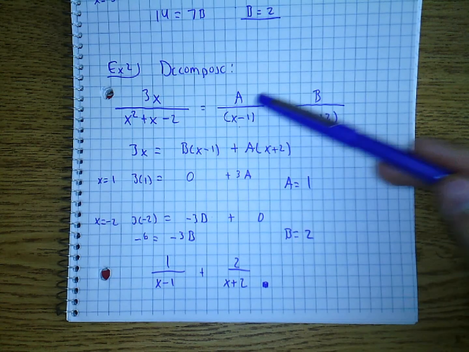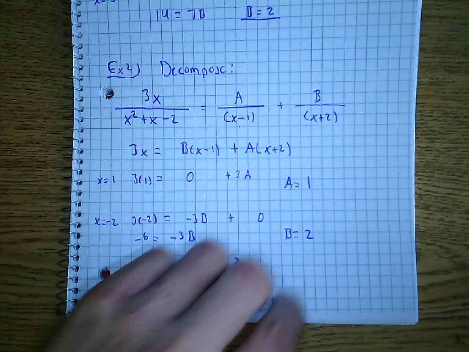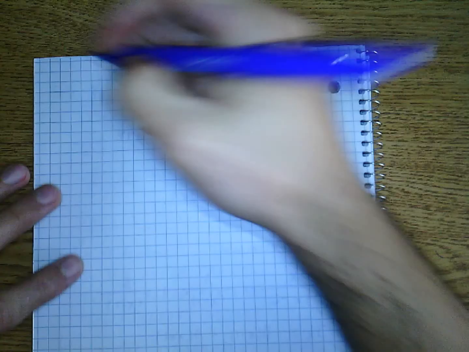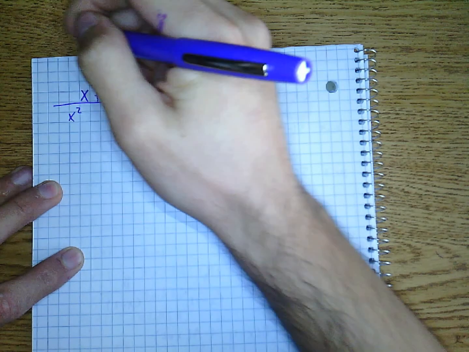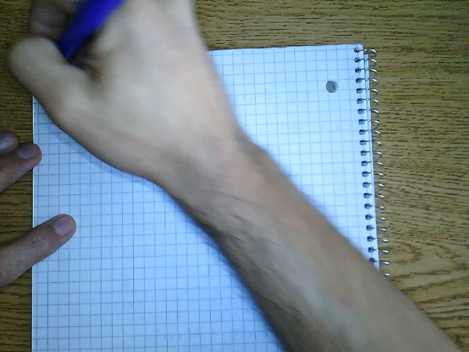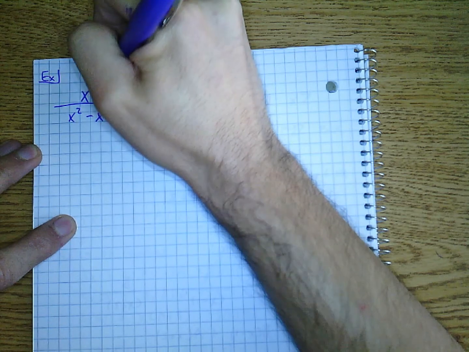Thank you. All right. Now, the next example, I want you to try. So I'm going to go ahead and pause. I'm actually recording, so I'm going to pause this video, and then I want you to give it a shot. We've got x plus 7 divided by x squared minus x minus 6. So once again, you're going to decompose the fraction. So give it a shot. If you get stuck, let me know.